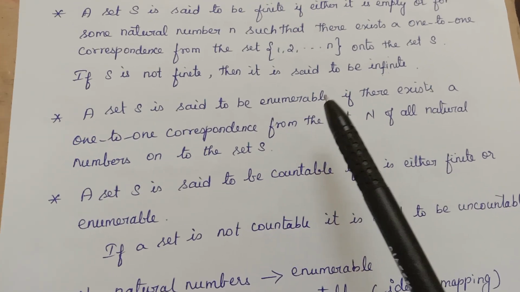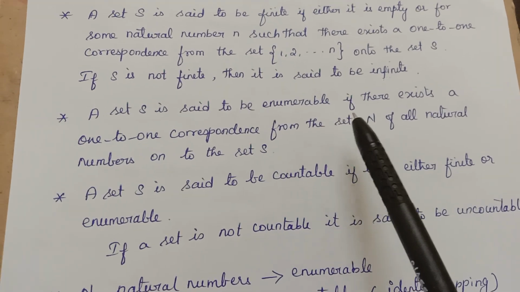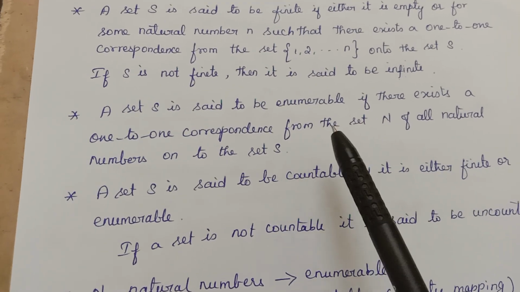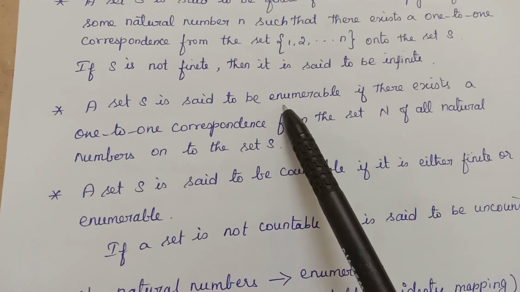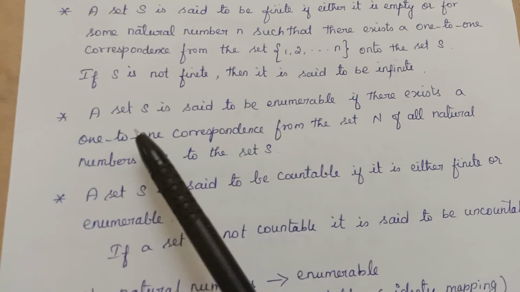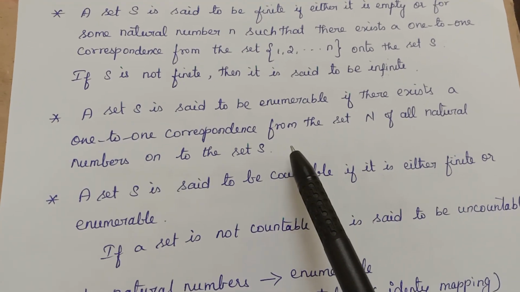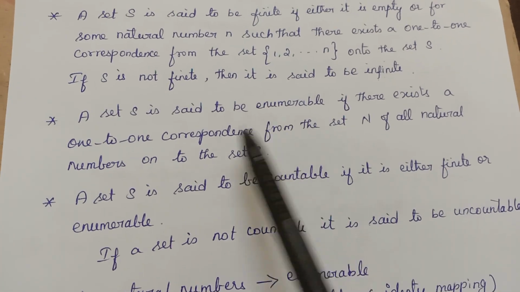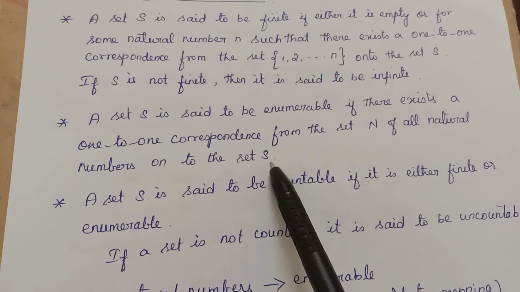That means if you have a set and the elements of the set can be arranged in some order, this is the first element, this is the second element, if you can arrange the elements in some order, that set is said to be an enumerable set. So mathematically, how do we prove the enumerability of a set? We develop a one-to-one correspondence from the set of natural numbers onto the set S.